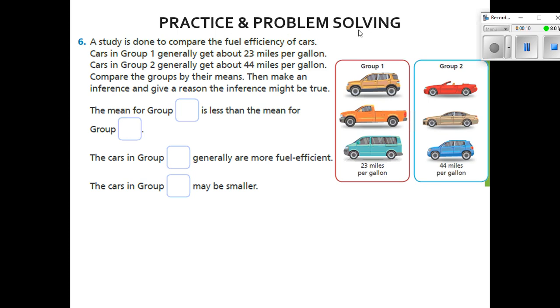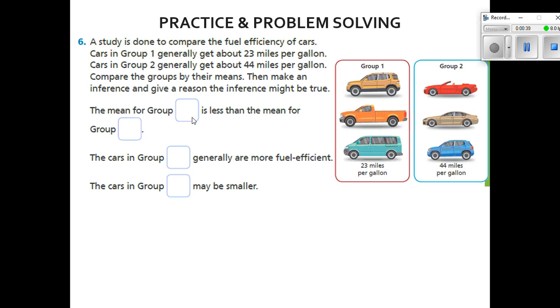It says here a study is done to compare the fuel efficiency of cars. The cars in group 1 generally get about 23 miles per gallon, and the cars in group 2 generally get about 44 miles per gallon. Compare the groups by their means. Then make an inference and give a reason the inference might be true. Remember, the inference is just some type of information you're pulling from this data.